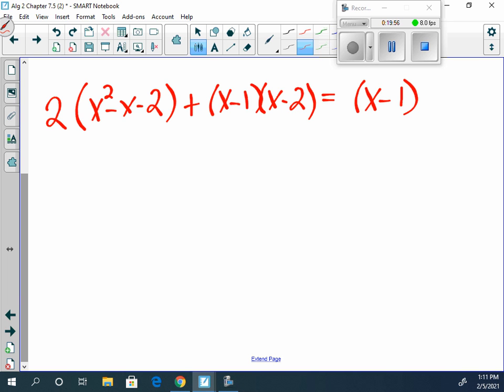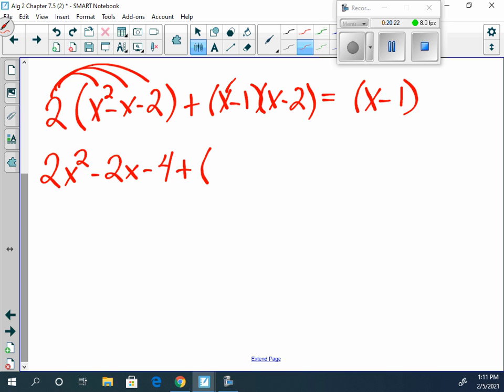Okay, the next thing we can do is we can distribute, and we can simplify a lot of these terms here. We're going to simplify it down. 2 times x squared will give us 2x squared. 2 times negative x will be negative 2x, and 2 times negative 2 will be negative 4. So we can multiply through by this value of 2 plus. We're going to have to simplify these two sets of parentheses. We're going to have to multiply them out so that we can solve for the value of x.